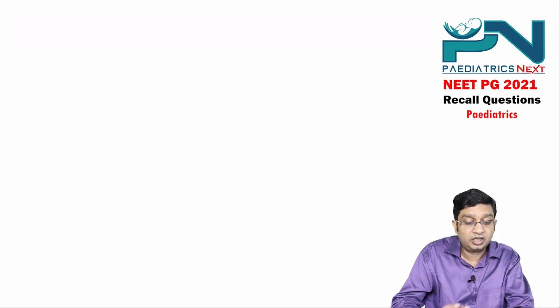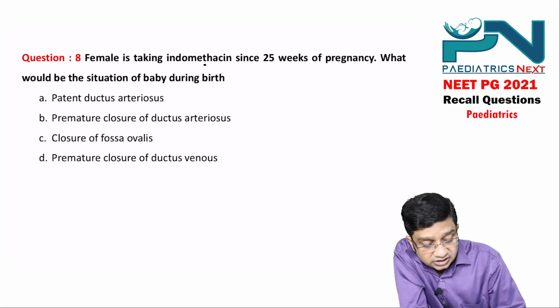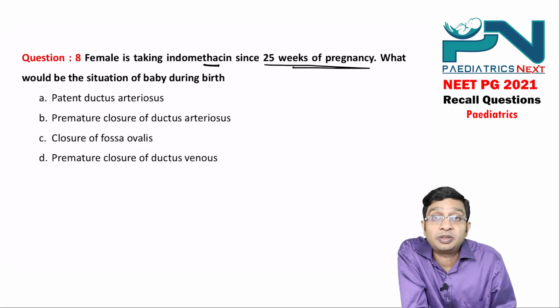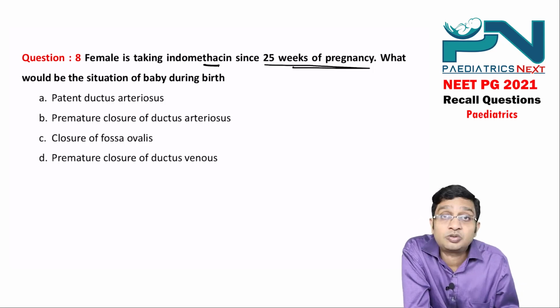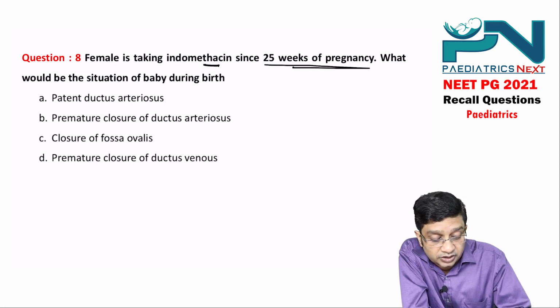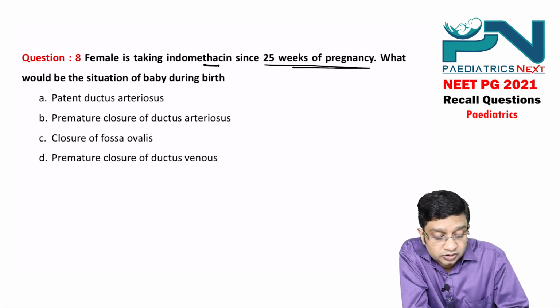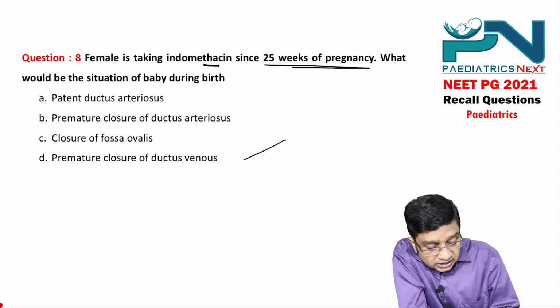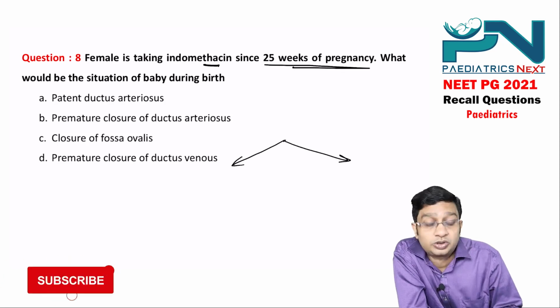And the question here is the nephrotic syndrome. Now, female is taking indomethacin since 25 weeks of pregnancy. What would be the situation of the baby during birth? And this is according to the recall that these are the choices given: patent ductus arteriosus, premature closure of ductus arteriosus, closure of fossa ovalis, premature closure of ductus venosus. Now, indomethacin broadly speaking can do two things.